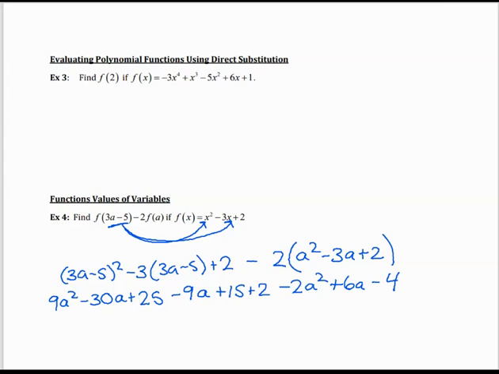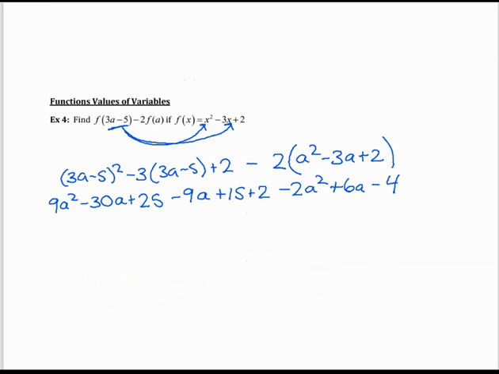Okay, I'm just going to double check that all those calculations are correct. 9a squared, negative 30a plus 25, minus 9a plus 15, plus 2, minus 2a squared plus 6a minus 4. And I always double check as I'm going, because that way you can catch your mistakes a little easier.